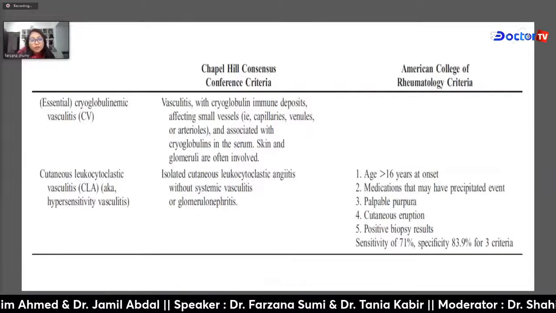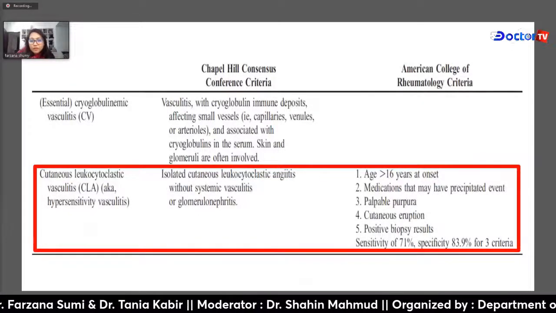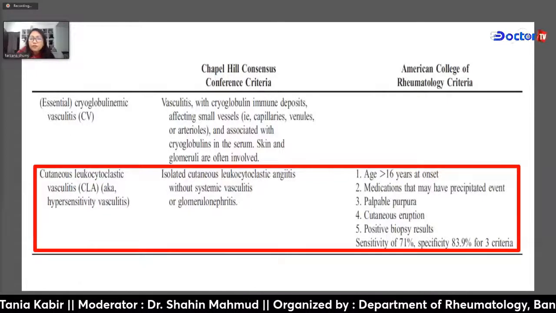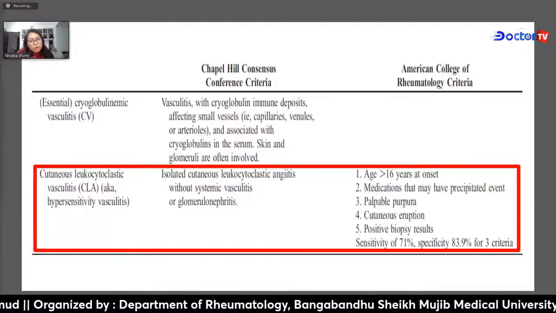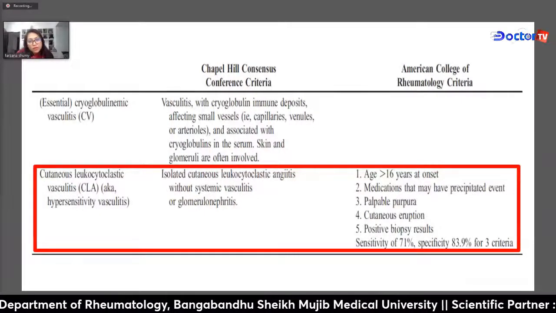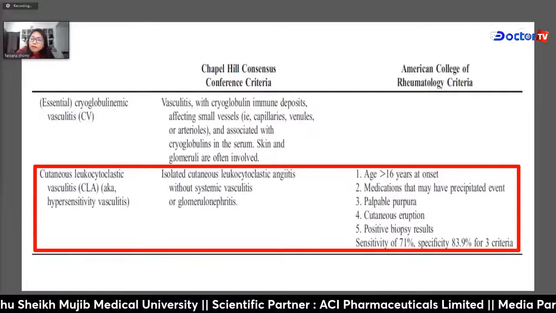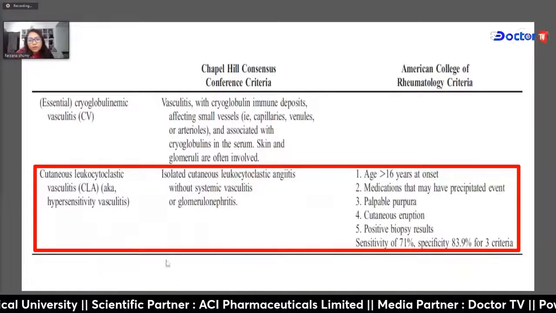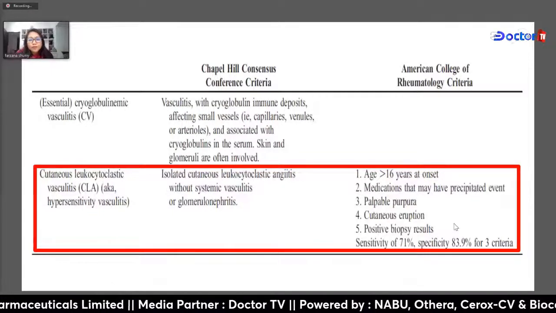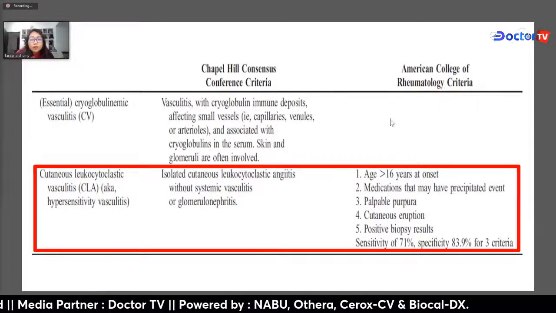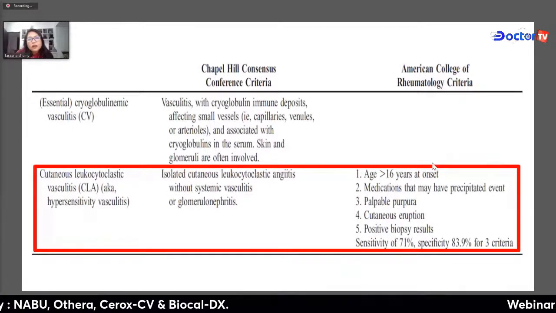But I would like to say that it is quite different from hypersensitivity vasculitis, because in hypersensitivity vasculitis there are more systemic features, fever, arthralgia, and it usually occurs after exposure to drugs or infections. Biopsy is not essential to diagnose hypersensitivity vasculitis, but it is essential to diagnose isolated cutaneous leukocytoclastic angiitis. Here you can see the diagnostic criteria of hypersensitivity vasculitis, given as classification criteria by the American College of Rheumatology.